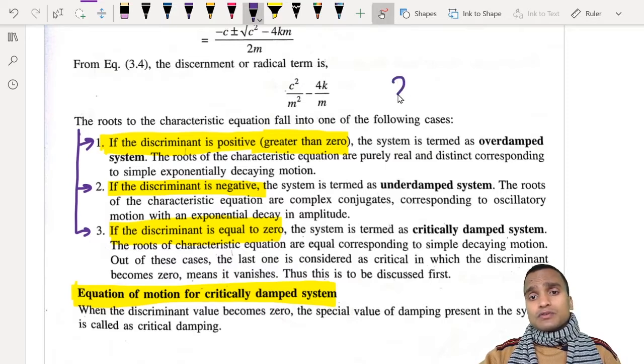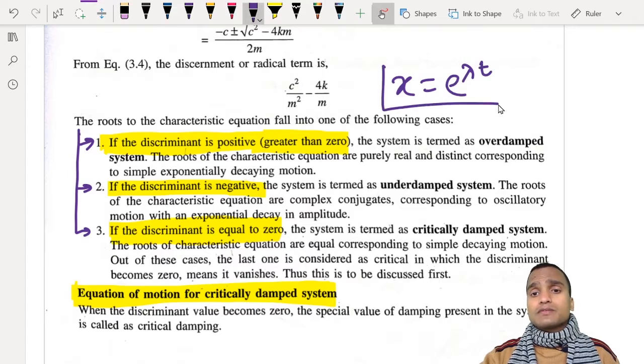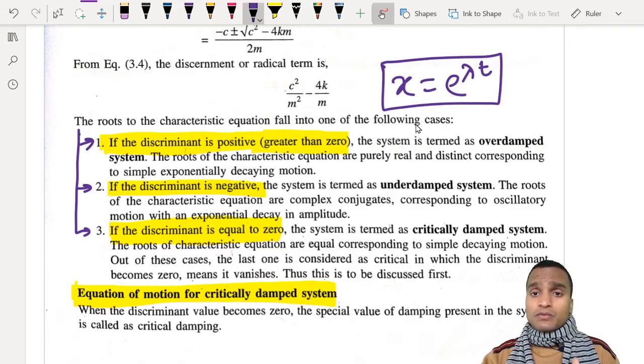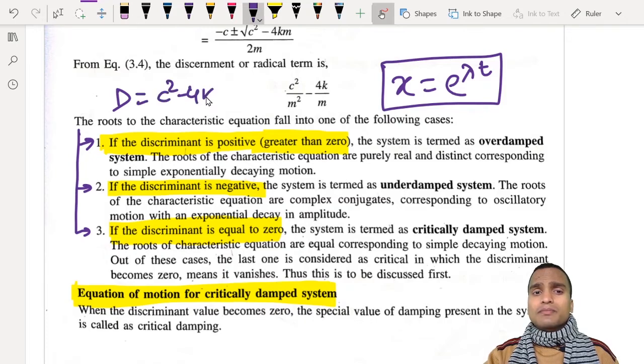Okay, and if we assume the solution of equation of motion x is equal to e to the power lambda t, and we substitute this value of x dot and x double dot in the equation of motion, then we arrive at a characteristic equation, and characteristic equation is a quadratic equation of lambda. And it is said as characteristic equation because it characterizes the type of motion the body will undergo, and it depends when we do the solution for lambda 1 and lambda 2, we come to this value of d is equal to c square minus 4 km.